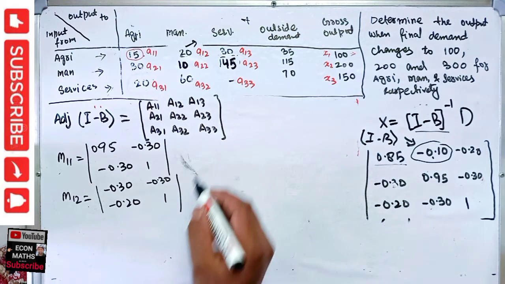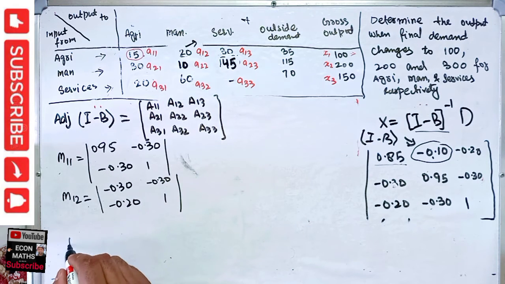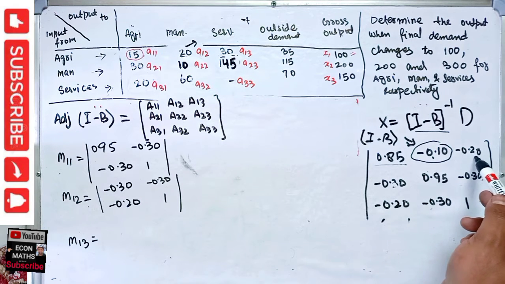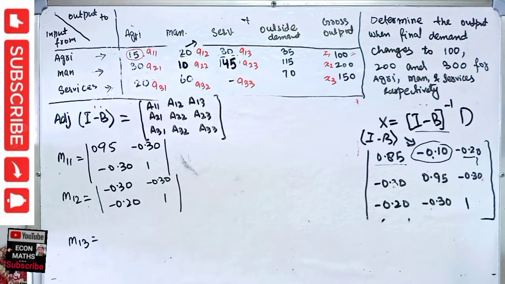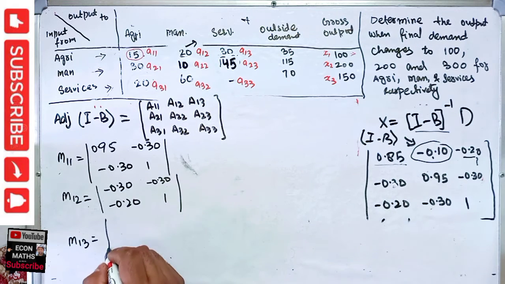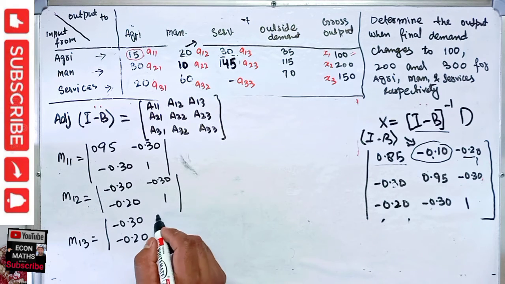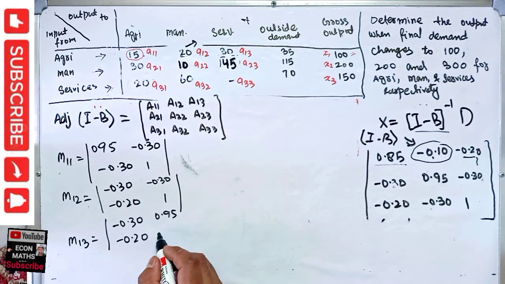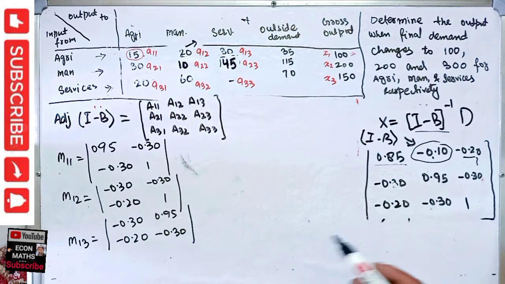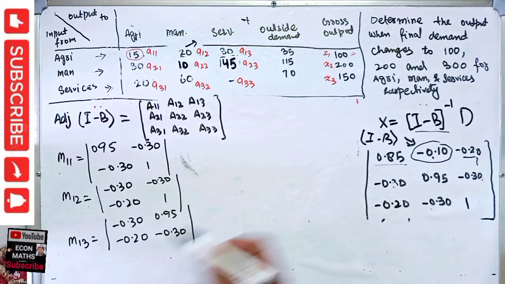Similarly we find M13. M13 is simply, we mentally delete this row and this column and take the determinant of the remaining elements. So the remaining elements are these very numbers, that is minus 0.30, minus 0.20, 0.95, and minus 0.30. Okay, similarly we have to find M21, M22, M23.